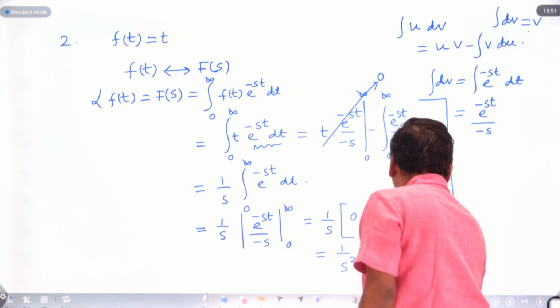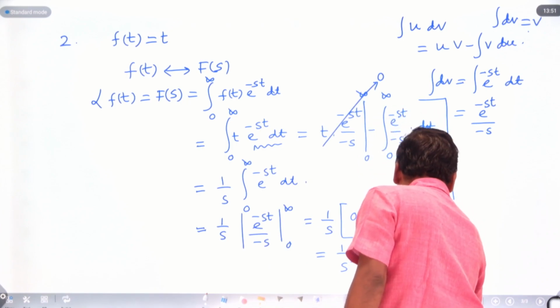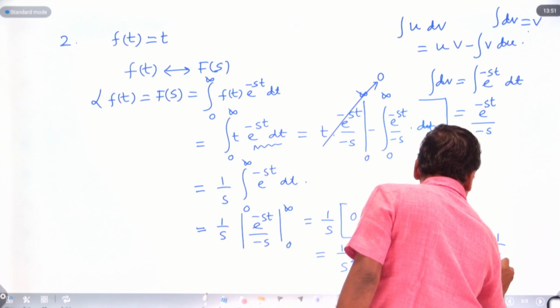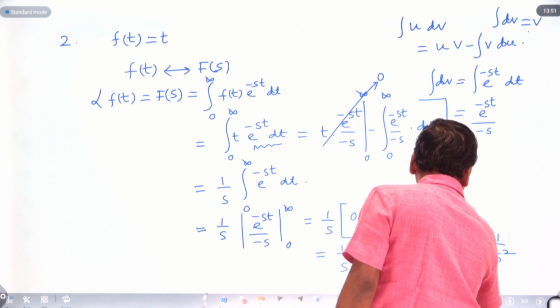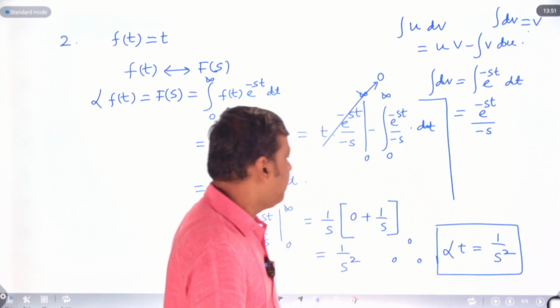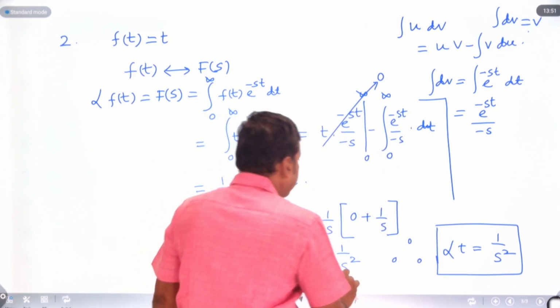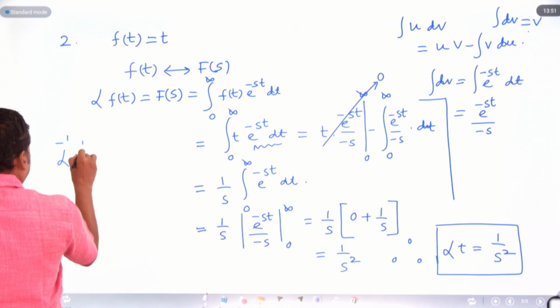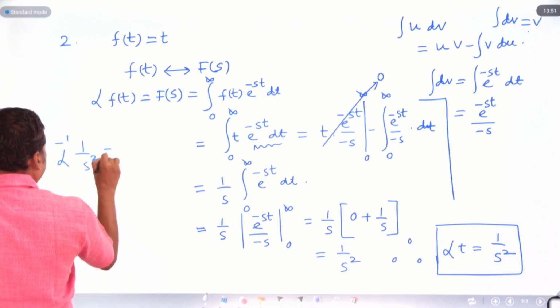So therefore, what we conclude? Laplace transform of t equals 1 by s square. It is very, very important. If only t is given in the time domain, the Laplace transform of t is your 1 by s square. Or we may say the inverse Laplace transform of 1 by s square is nothing but t.